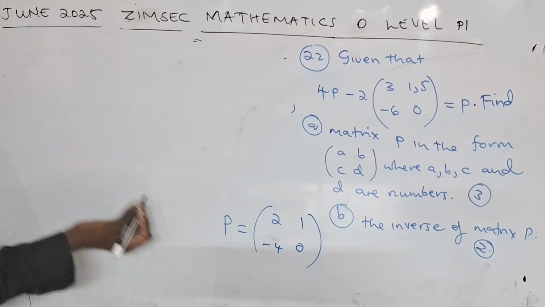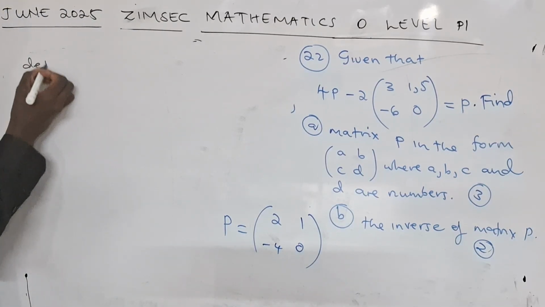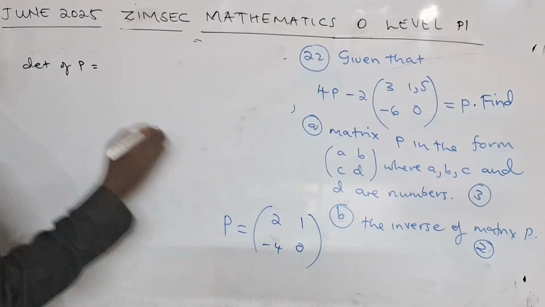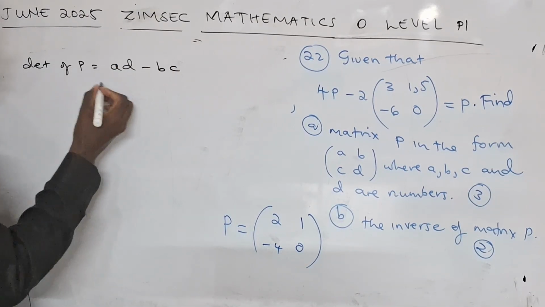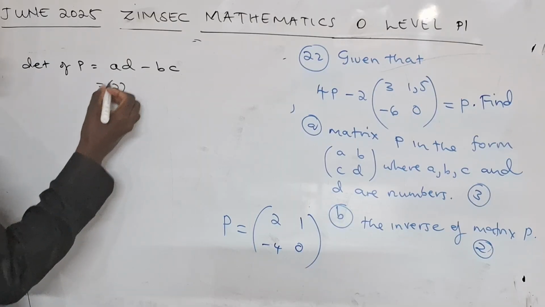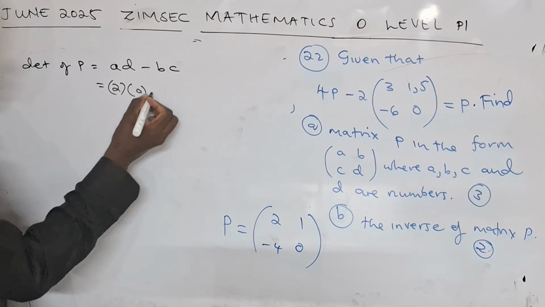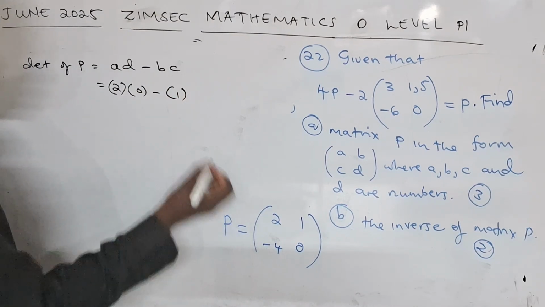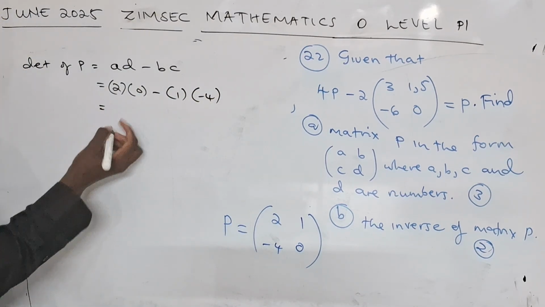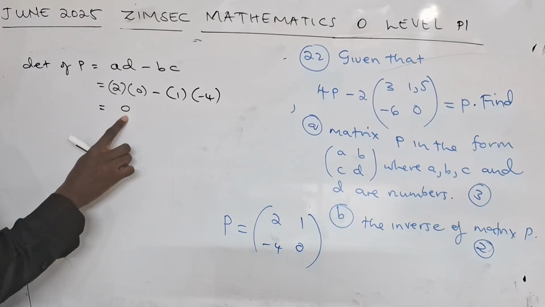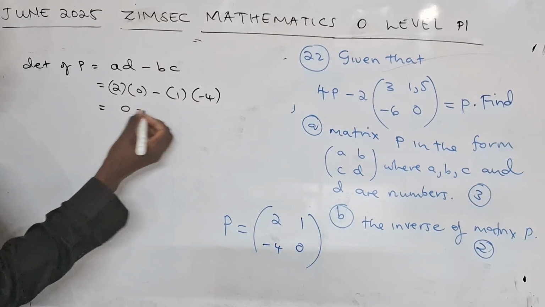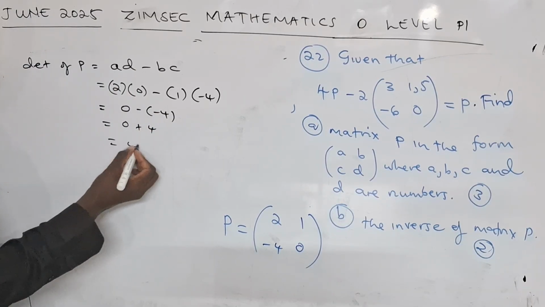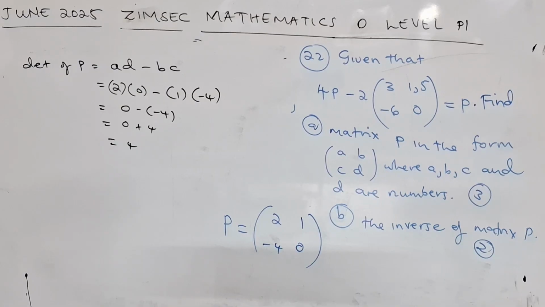What is the inverse of P? In order for you to find the inverse, you are supposed to find the determinant of matrix P. How to find the determinant of a 2 by 2 matrix? It's AD minus BC. A is nothing but 2 multiplied by D is nothing but 0, minus B is nothing but 1 and C is nothing but minus 4. 2 times 0 is 0. Minus 1 times minus 4 is minus, minus 4. Minus and minus is plus 4. What is the answer? The determinant is 4.